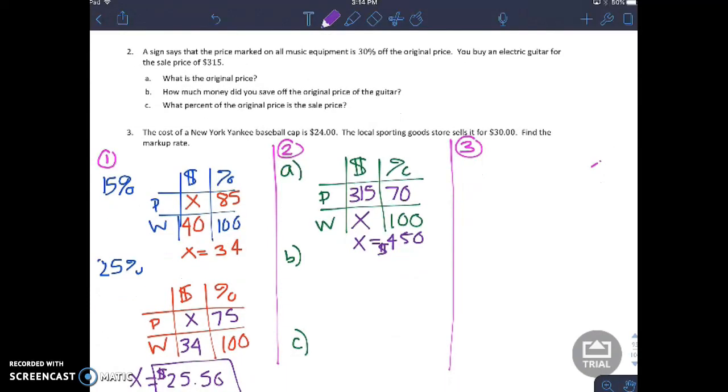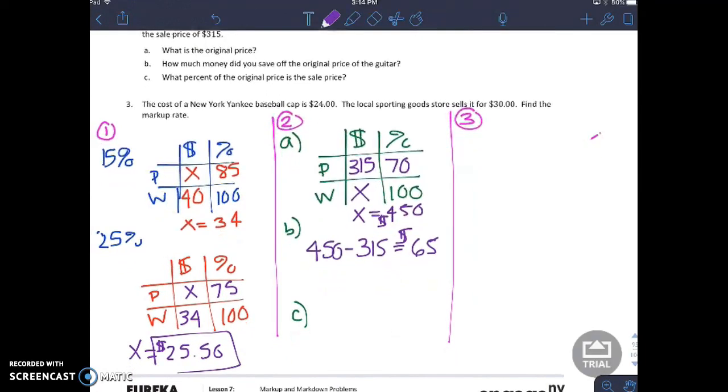How much money did you save? That's just simple subtraction. 450 minus 315. That's going to be $65. And what percent of the original price is the sales price? Again, you could replace those with the numbers in the problem. The original price was $450 and the sale price was $315. So what percent of $450 is $315?